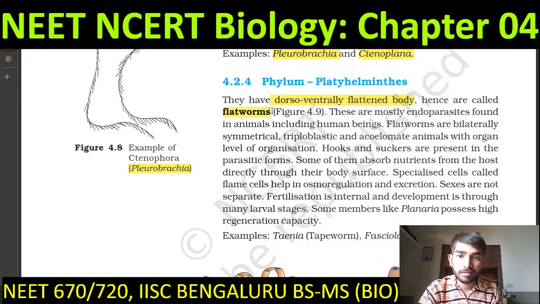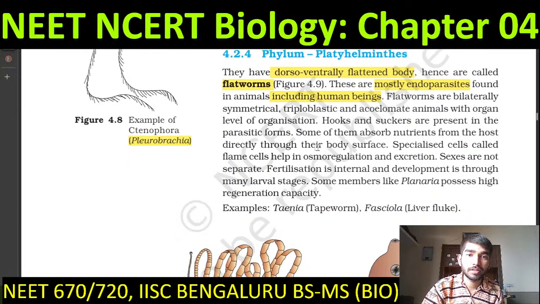Hence they are called flatworms. These are mostly endoparasites, meaning they live inside the host. Found in animals including human beings. So many times you hear that someone got worms in their stomach. So they are usually the members of Platyhelminthes or Nemathelminthes, which is coming after this.